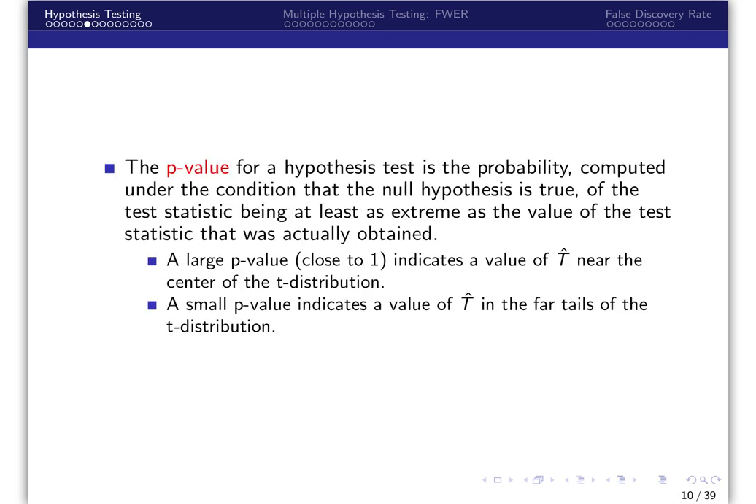Typically, the test statistic is translated into a p-value using the appropriate reference distribution, the t-distribution with n minus 2 degrees of freedom in this case. The p-value for a hypothesis test is the probability, computed under the condition that the null hypothesis is true, that the test statistic will be as or more extreme as what was observed. Large p-values correspond to a test statistic that lies close to the center of the t-distribution. A small p-value indicates the test statistic lies in one of the extreme tails of the t-distribution.